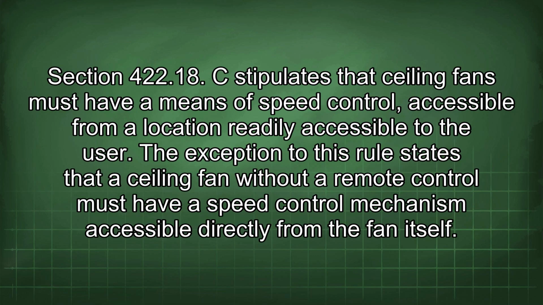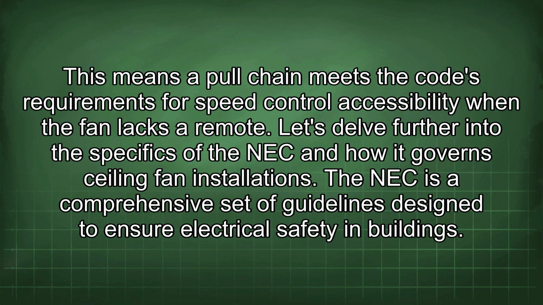Section 422.18 C stipulates that ceiling fans must have a means of speed control, accessible from a location readily accessible to the user. The exception to this rule states that a ceiling fan without a remote control must have a speed control mechanism accessible directly from the fan itself. This means a pull chain meets the code's requirements for speed control accessibility when the fan lacks a remote.